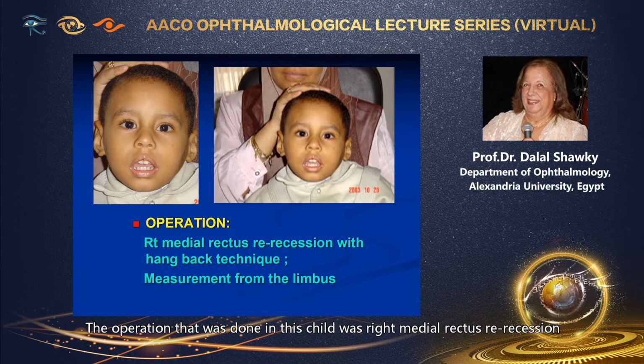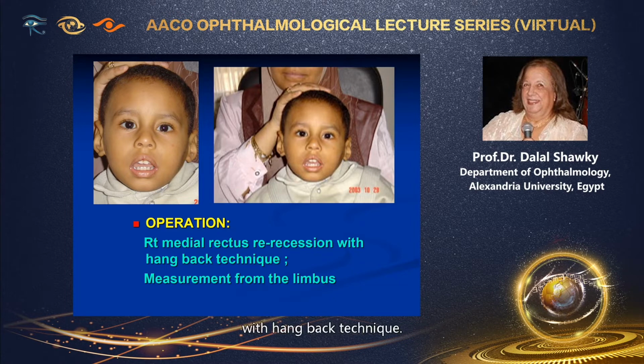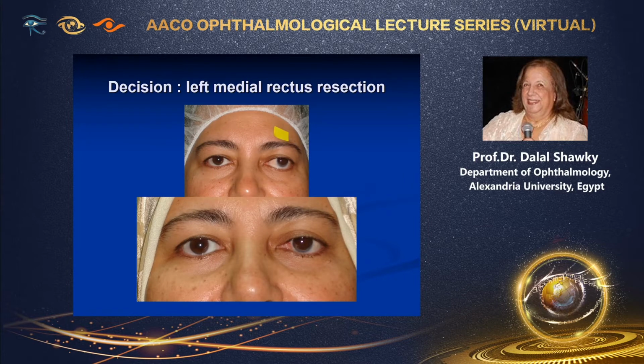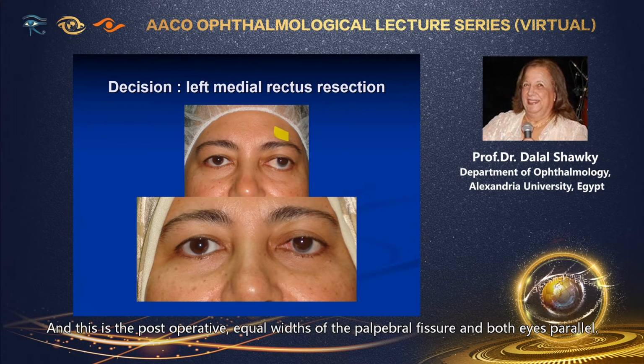The operation that was done in this child was right major rectus re-recession with hangback technique, and this is the post-operative result, and the measurement always should be done from the limbus. Here in this lady with wider left palpebral fissure with exotropia, the decision was left major rectus muscle resection, and this is the post-operative equal width of the palpebral fissure and both eyes parallel.